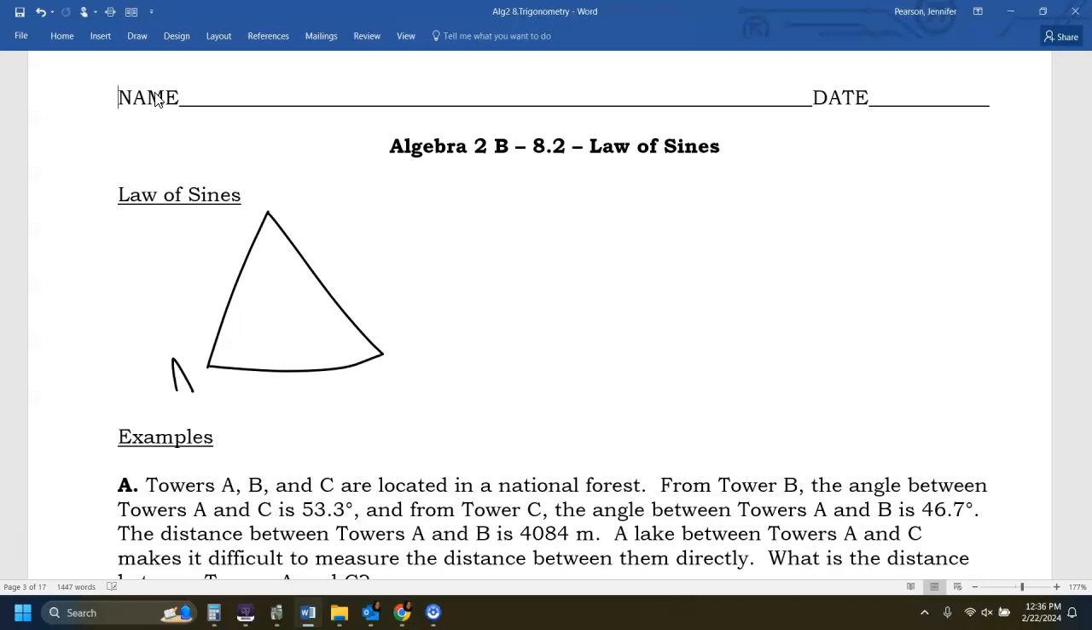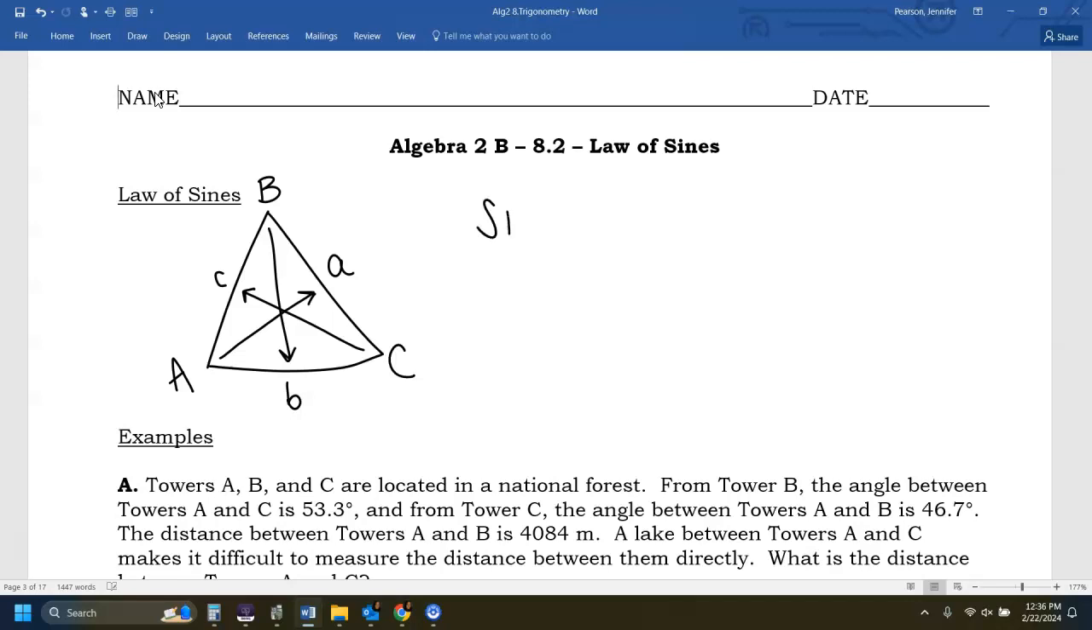And we're going to label our three corners with capital letters, and then we go straight across to the opposite side from those angles, and we're going to use the exact same letter but lowercase instead. So across from capital A is lowercase a, from capital B is lowercase b, and from capital C is lowercase c. Always capitals for angles and lowercases for sides.